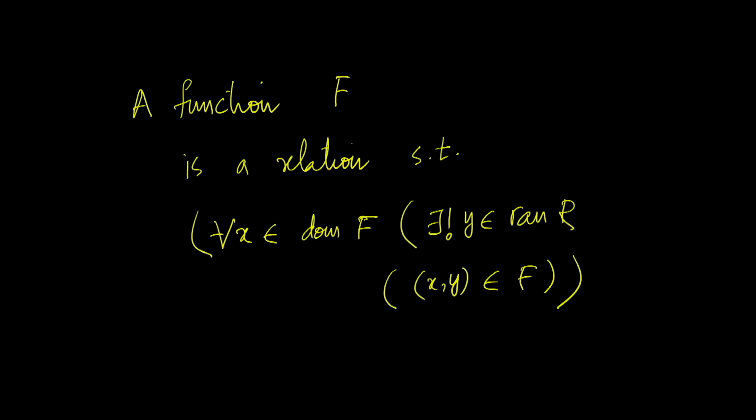At the end of the previous lecture, we were discussing functions and relations. A function we saw is a relation such that for every x belonging to the domain of the function, there is a unique y in the range of the relation so that xy belongs to f. For every x belonging to the domain of f, there is a unique y in the range of f so that xy belongs to f. So that is what a function is.